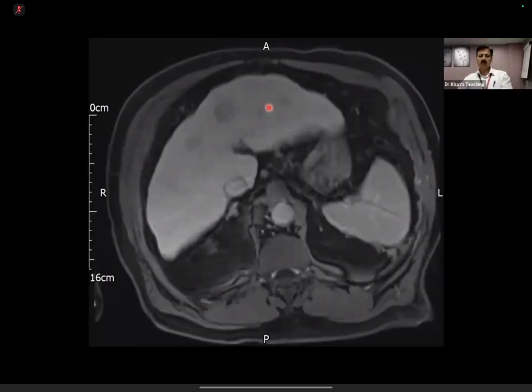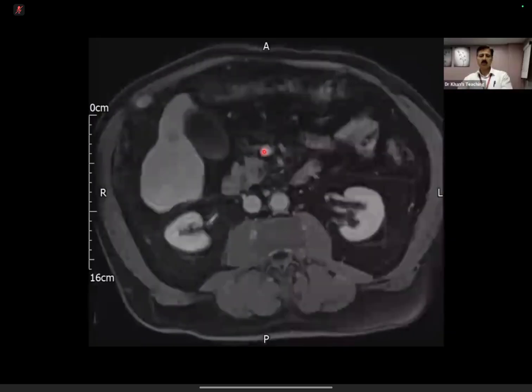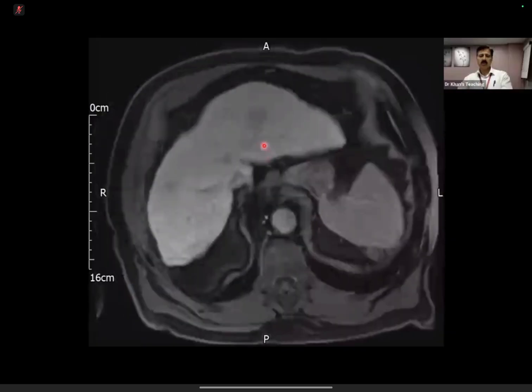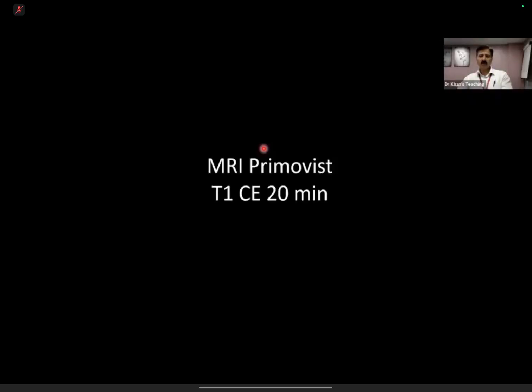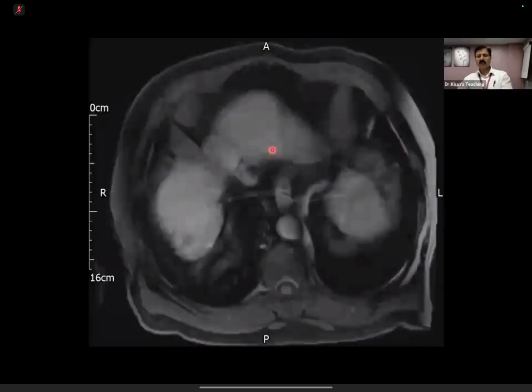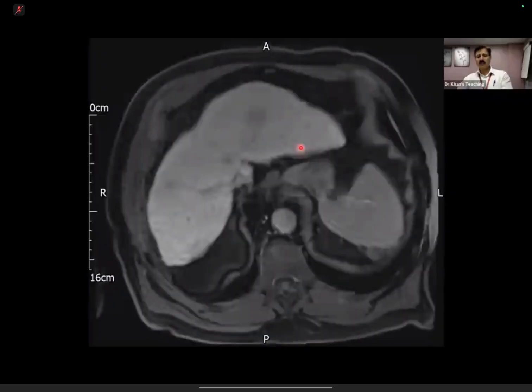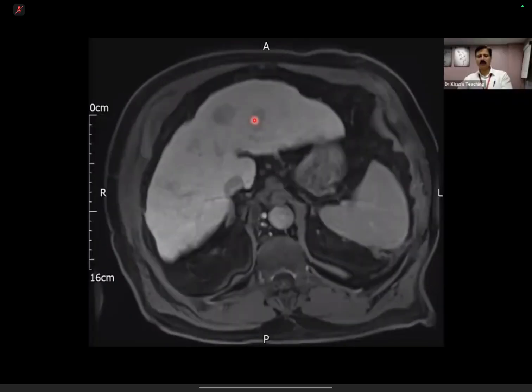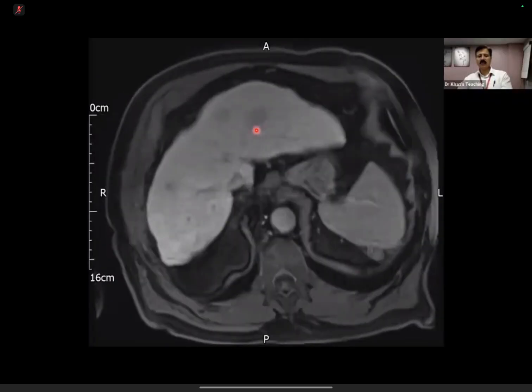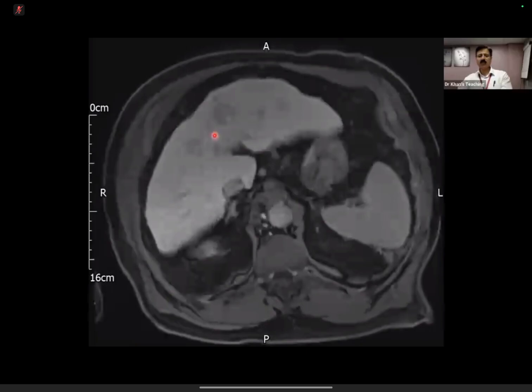And they are beautifully seen here, so this phase is 20 minutes. And this tells you the second, you see, this is a 20-minute delay, and because in HCCs there is no normal hepatocyte, it will become black. So your confidence level really increases.